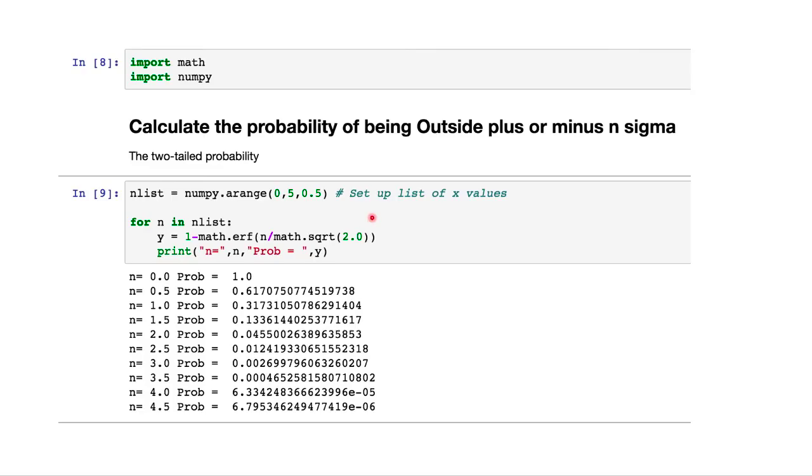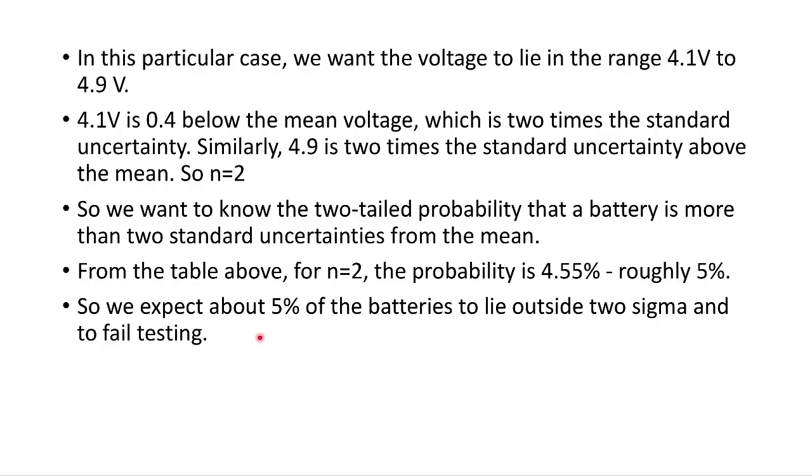So we can get it from the table. For 2 standard uncertainties, there's basically a 4.5%, let's call it 5% chance of being outside. I wouldn't be too precise about that. No curve is ever really Gaussian, so saying it's 4.55, not 5, is overkill. It's about 5%. So you expect about 5% of the batteries to lie outside 2 sigma, 2 standard uncertainties from the mean, and therefore to fail testing.